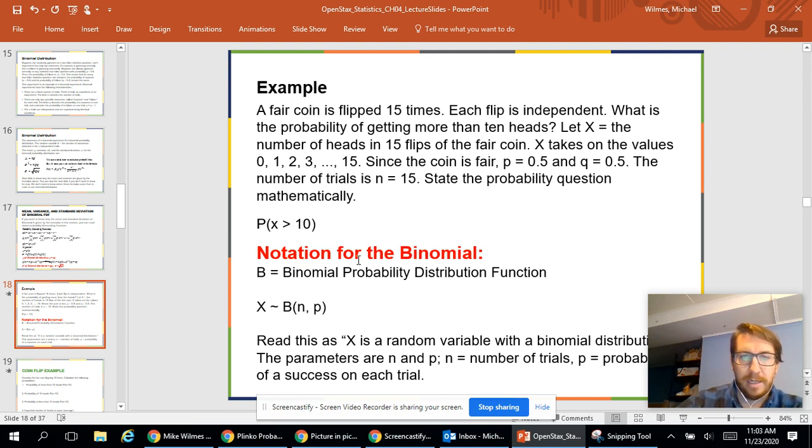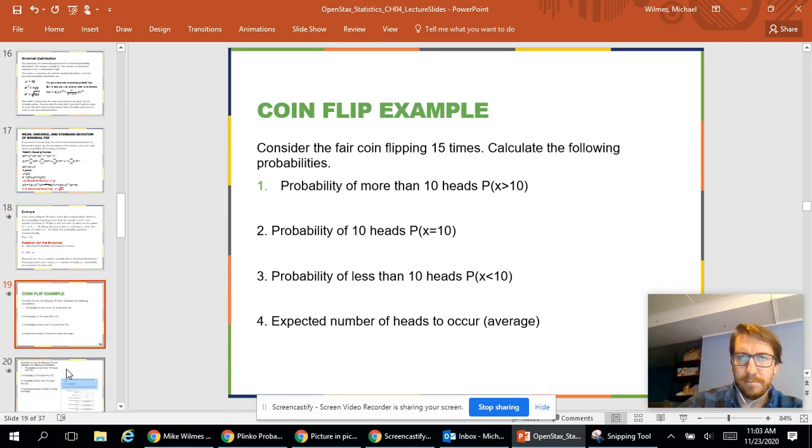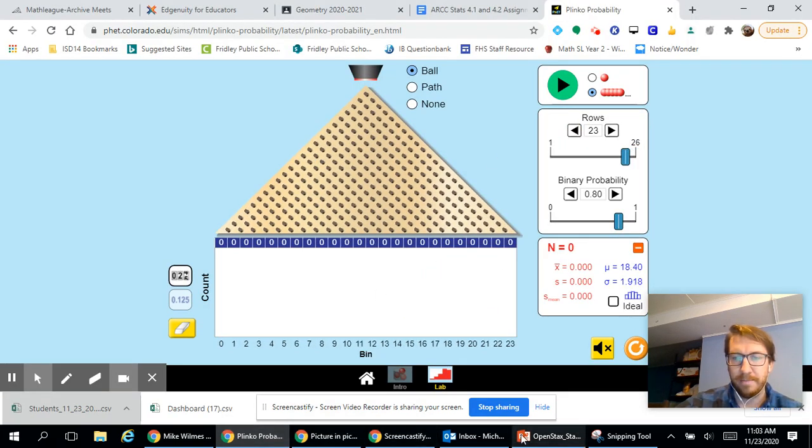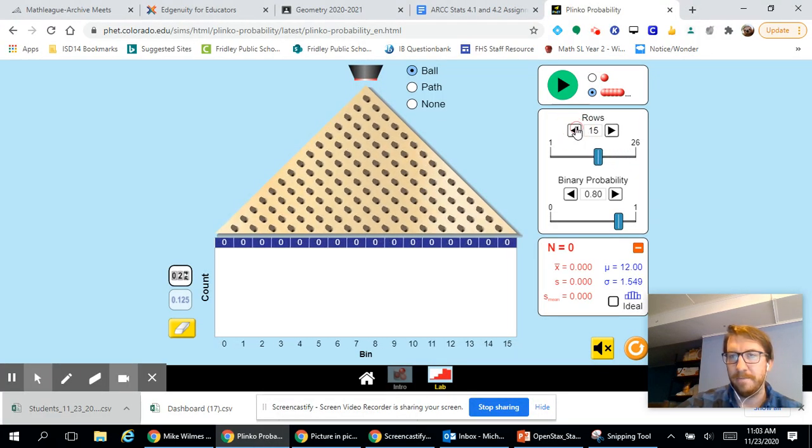Okay. And here's the notation for the binomial distribution. We use a capital B, where n is the amount of trials, and p is the chance of success. So let's do this coin flipping example. 15 flips, and we want 10. We want to calculate 10 or more heads, 10 heads, less than 10 heads. Let's maybe go back to the Plinko example. So 15 times helps us really visualize what's going on.